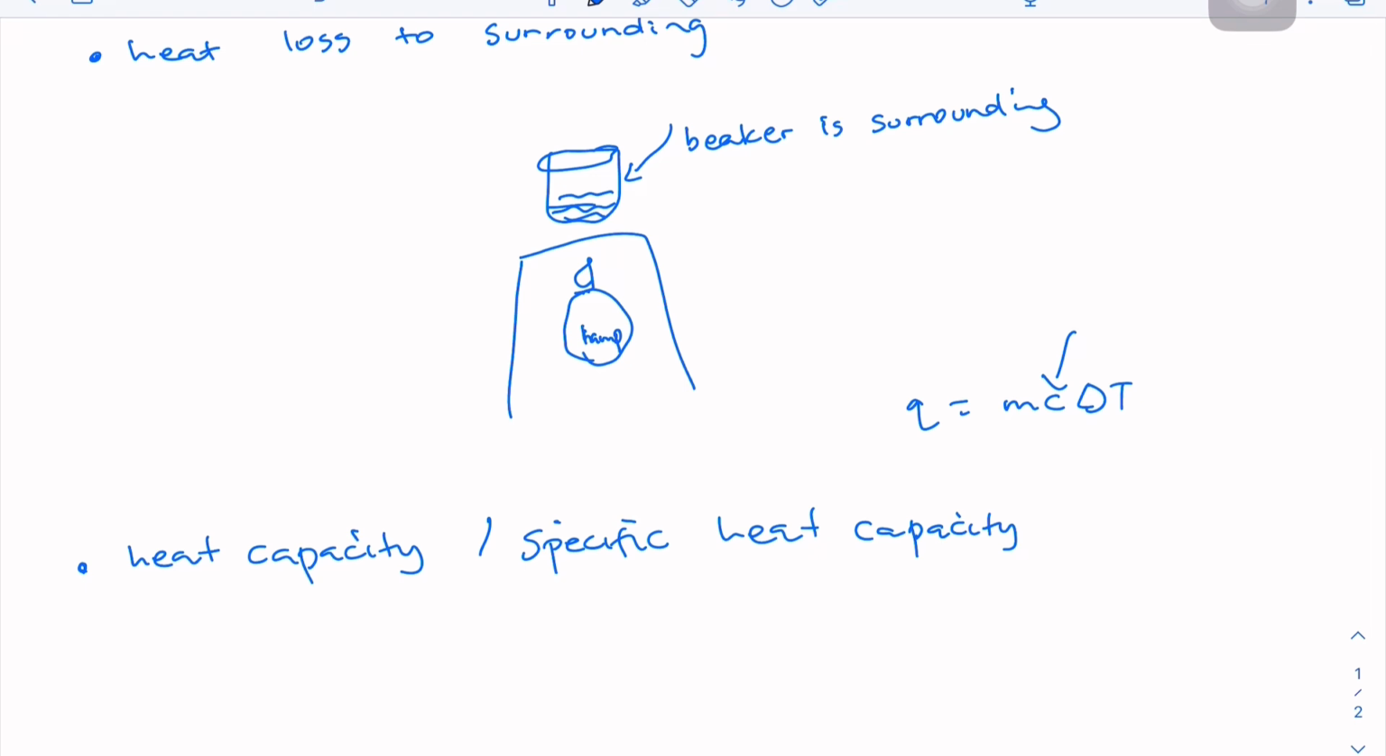It's per gram. Now, heat capacity, on the other hand, is not per gram. It's per however many grams you have in that substance. Q in this case would be C, which is heat capacity, times delta T, because the C here already encompasses m and c. So heat capacity is basically specific heat capacity times the mass of the object that you have.